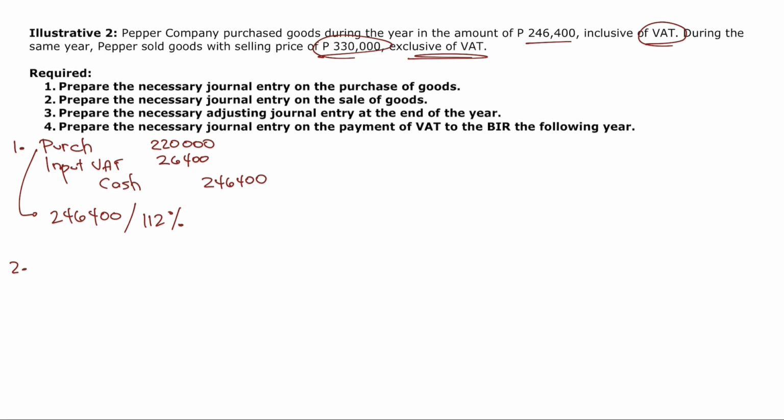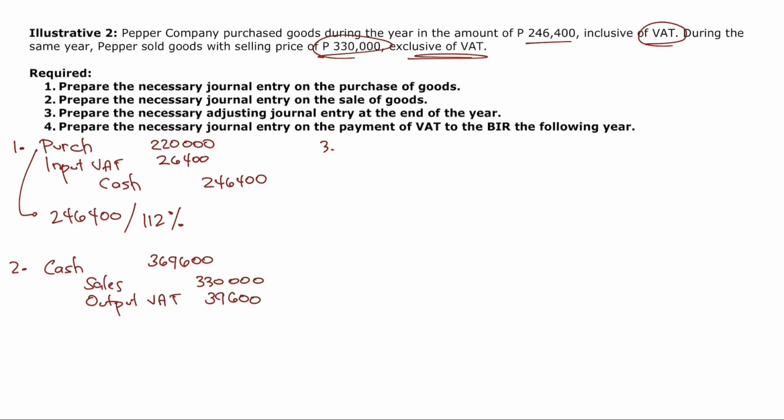Requirement number 2 is to prepare the necessary journal entry on the sale of goods. So, here, debit cash, credit sales, and then credit output VAT. Okay? Since the sales of 330,000 is exclusive, no, of VAT, see to it that that 330,000 will be the amount of sales. Okay? So, para makompute natin kung ilan yung output VAT, yung 330,000, i-multiply mo ng 12%, ang makukompute mo dun is 39,600. So, total cash na na-receive natin ngayon is 39,600 plus 330,000, or this is equal to 369,600. Okay?